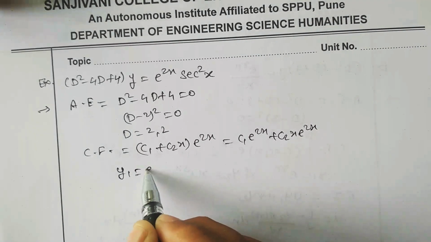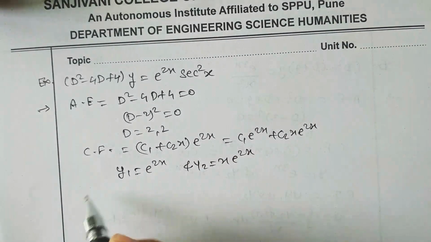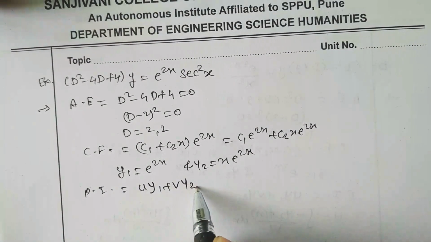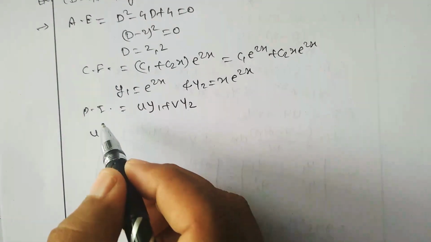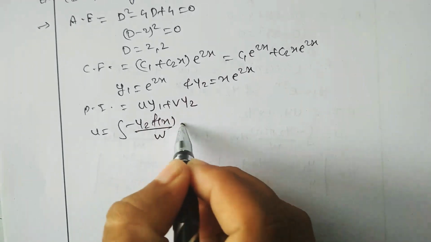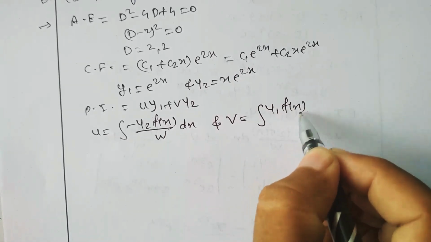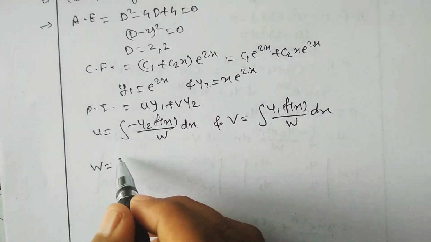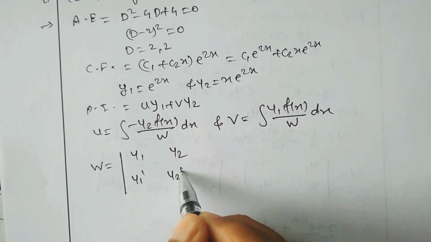Here the value of y1 is e raised to 2x and the value of y2 is x into e raised to 2x. PI is given by u y1 plus v y2, where the value of u is the integration of minus y2 f of x upon w dx. The value of v is the integration of y1 f of x upon w dx, and w can be calculated by using the formula, the determinant of y1 y2, y1 dash y2 dash.